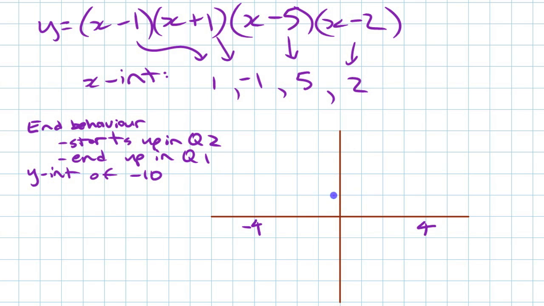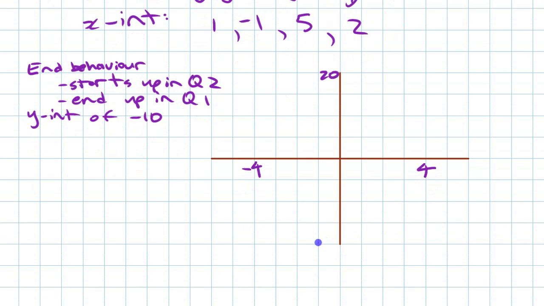We'll just use a horizontal scale of 1 square is 1, and maybe vertically, since we got our y-intercept of -10, we'll say that each square is 5 this way, so that's going to be 20, and this is going to be -20 down here. So we're trying to graph these things. We have x-intercepts of -1, 1, 2, and 5. And we got a y-intercept of -10.